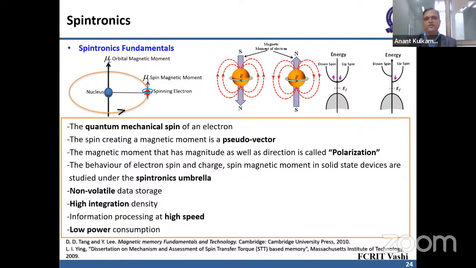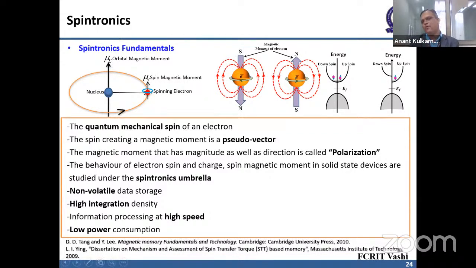At the same time, the electron is attached with the nucleus, which is called nuclear spin. So there are two moments: one is an orbital magnetic moment at the nucleus, mu L, and the second is mu S, the spin magnetic moment attached with the electron. So we can say that there are two possibilities, up spin and down spin. If you look into this slide carefully, I have shown it.